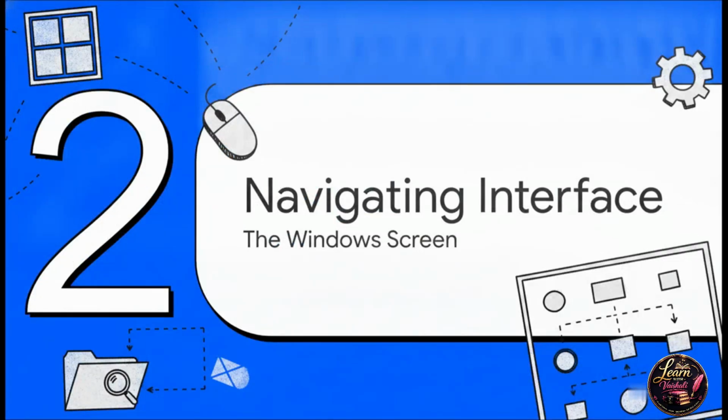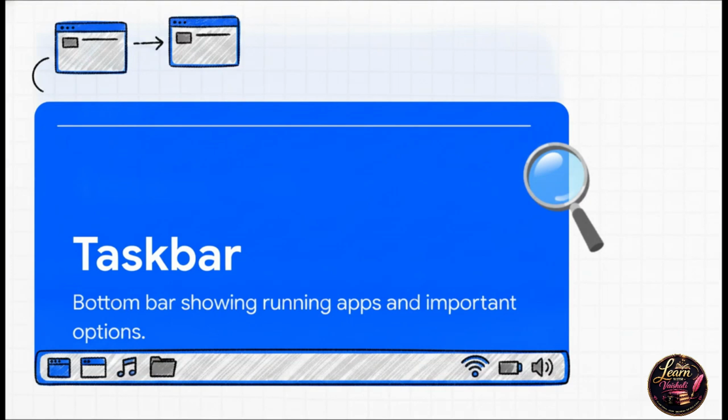Moving right along to Section 2, Navigating the Interface. First up on the visual tour is the Taskbar. This is that horizontal bar typically found resting at the very bottom of your Windows desktop. Its main job? To show you all your currently running applications and important quick glance options like your Wi-Fi signal or battery status. It's perfectly designed to help you switch between different open apps super smoothly without ever losing your place.